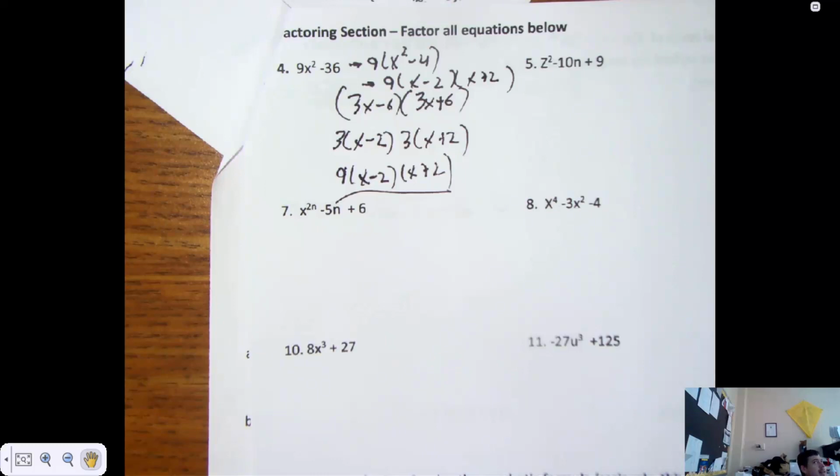Now, you guys have access to Khan Academy. There's factoring in that thing. Do it. I know it starts off easy, but then you have to level up on it.